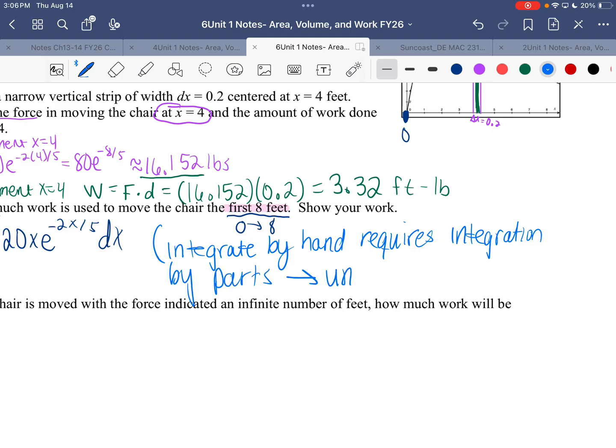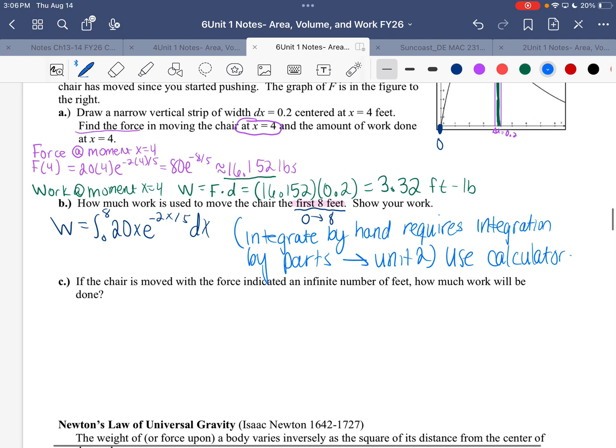Which we'll learn at the beginning of unit 2. Instead, use your calculator. But I'll do it for you. Beep, boop, beep, boop, boop. About 103.6 foot-pounds. All of the work problems are going to be calculated. Like if I give you a quiz or a test on this, it's going to be calculator allowed.